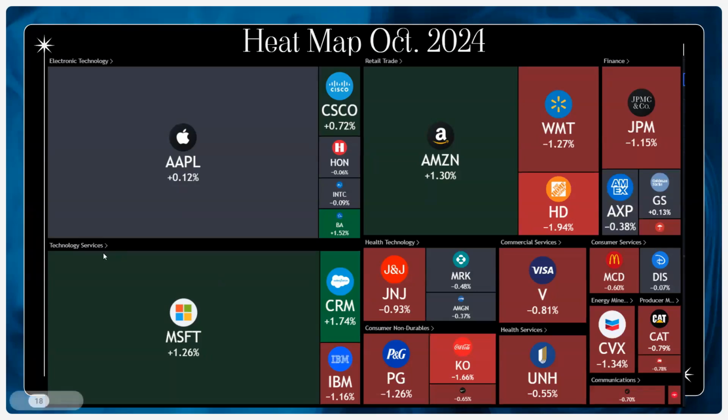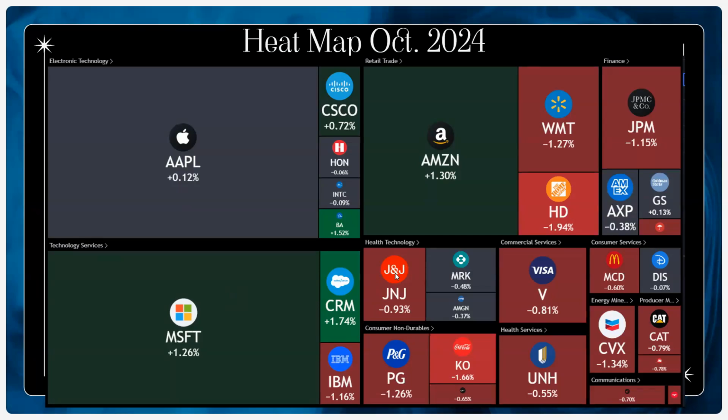Then you got technology services. What is the biggest one? Microsoft. It's always the biggest, right? It's almost as big as Apple. Apple went a little bit bigger than it because Apple didn't split as many times as Microsoft. But if you look overall, Microsoft is a bigger company because of the time it's been around. CRM, this is a big company called Salesforce. And this is what a lot of companies run on, this software. IBM.